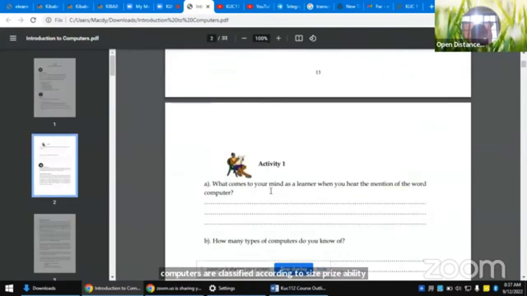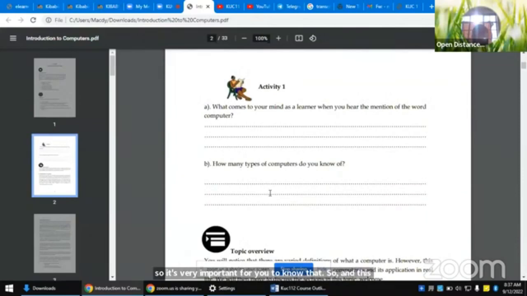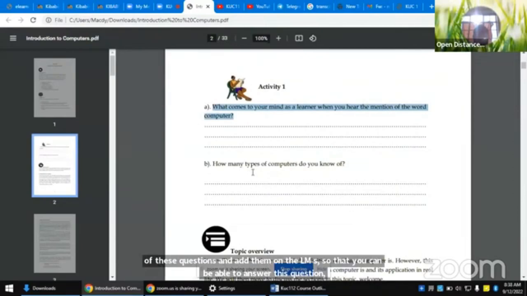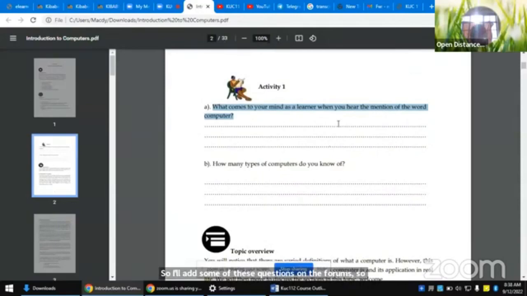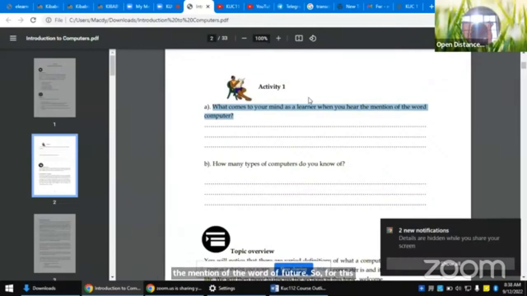On this particular part, you will get activities. Some of these activities, I'm going to put them on the LMS under sections called forums. When you go to the forums, you'll find some of these questions. I'll add them on the LMS so that you can answer these questions as activities, and you can interact with each other on the forums. For example, what comes to your mind as a learner when you hear the word computer? I'll put these questions in forums so that you can react. But I'll move to the topic itself.